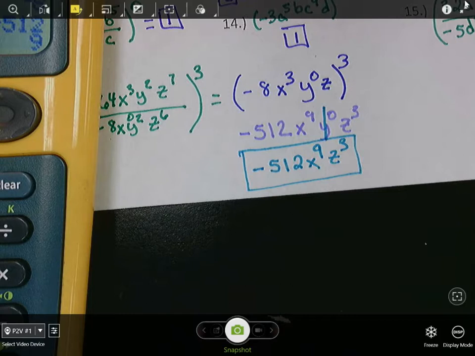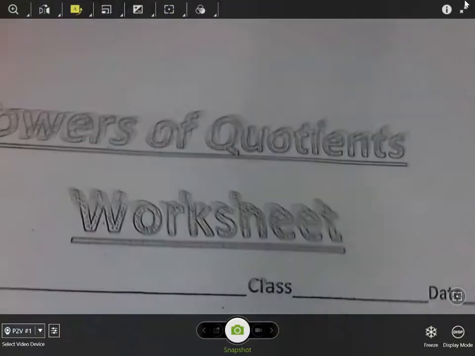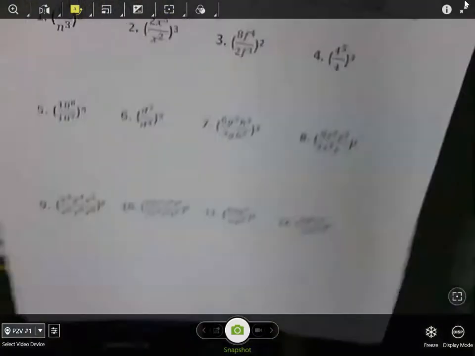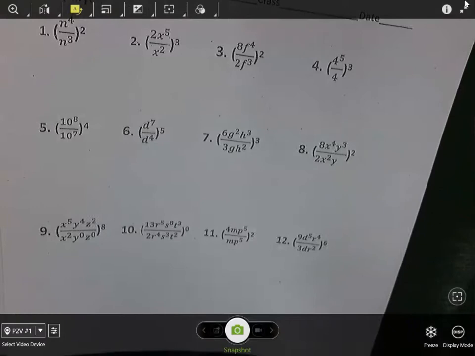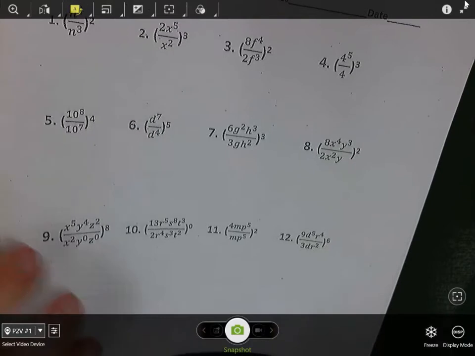Let's get our heads up, please. All right, so you have a worksheet. There are 12 problems. You are to work these out using your notes. If you don't finish, it will be homework due at the beginning of class on Monday, and you have a quiz on Monday.